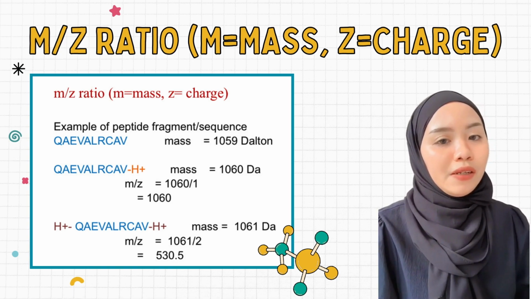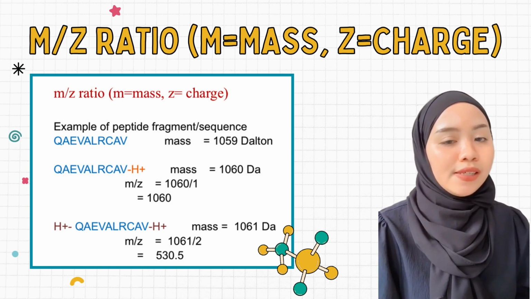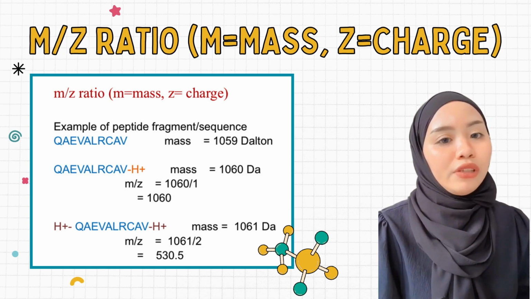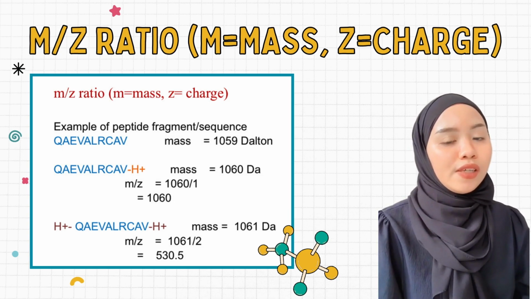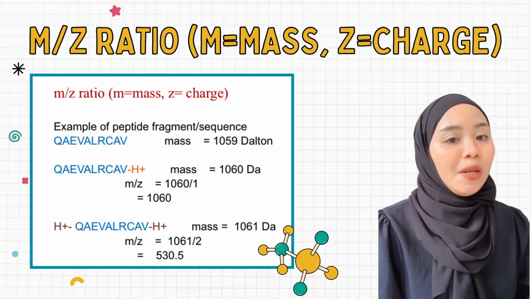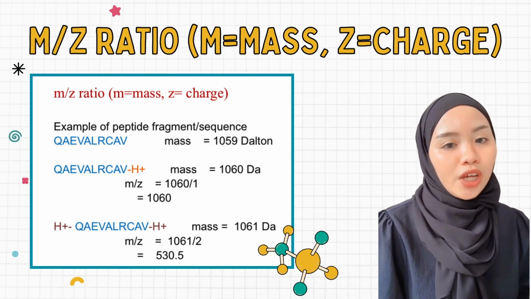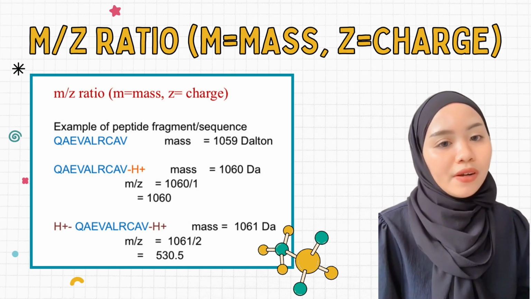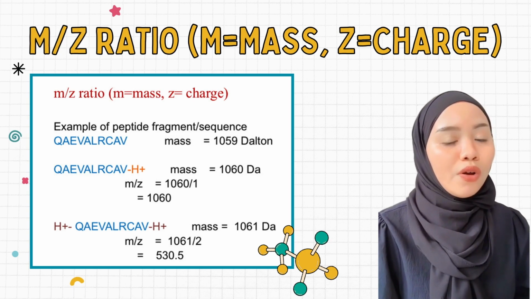Double protonation, plus 2 hydrogen charge. If another proton is added, the mass increases to 1061 daltons. Now the charge is plus 2, so the m/z ratio is 1061 over 2. In mass spectrometry, adding charge increases the mass, and a higher charge results in a lower m/z value. This helps in identifying and analyzing molecules more efficiently.